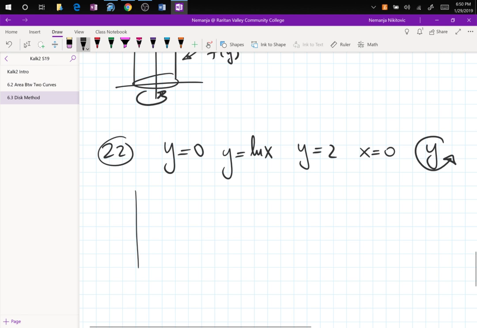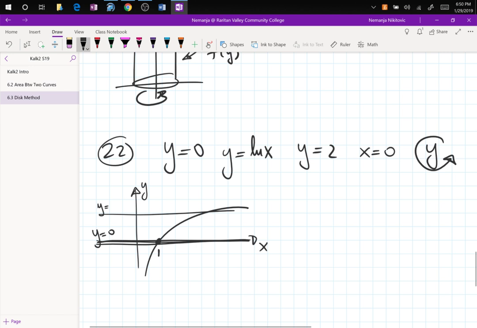So the one function that I can graph is ln x. That goes through 1. I also have y equals 0. Well, that's the x-axis. I have y equal to 2. Well, that's going to be here. And x equals 0. That's this puppy here. Okay. We are able to find a shape.